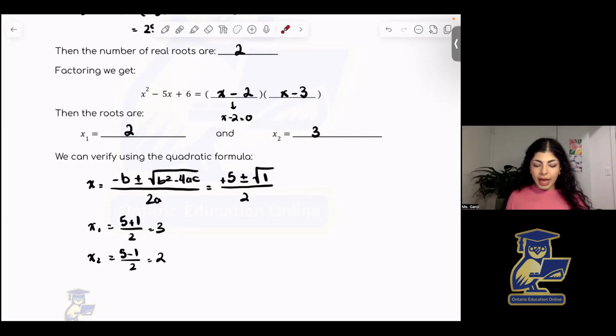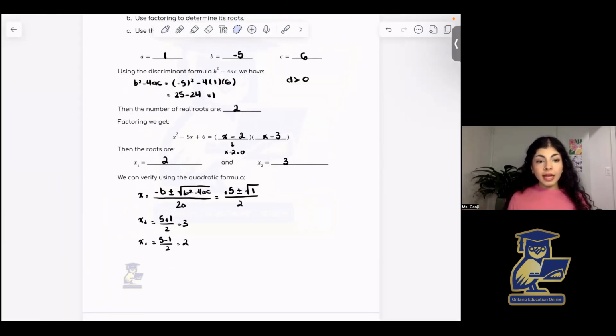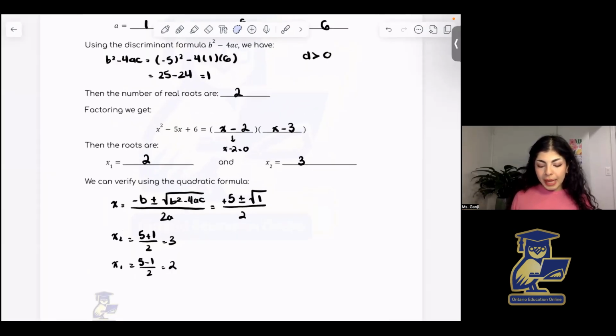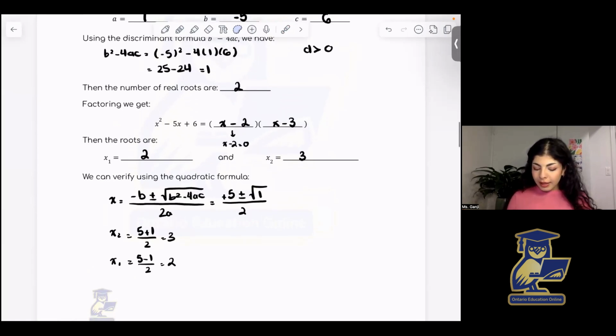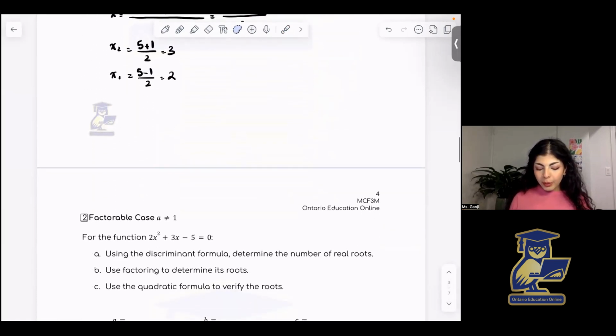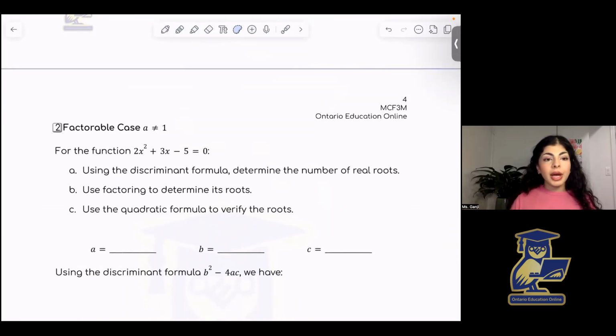So, the x1 and x2, remember, doesn't matter, but I can just switch these. There we go. Okay, and yes, so you can get the same answer from the quadratic formula, and we were able to confirm that we had two real roots. Now let's look at this next example where we have a quadratic function, but now a is no longer equal to 1. So try this on your own now, and I'll come back to walk you through.